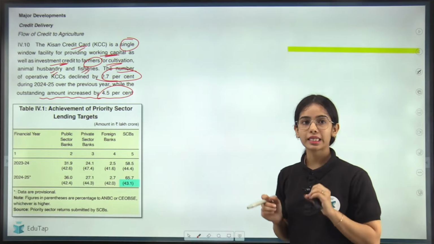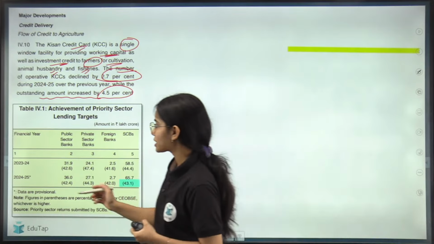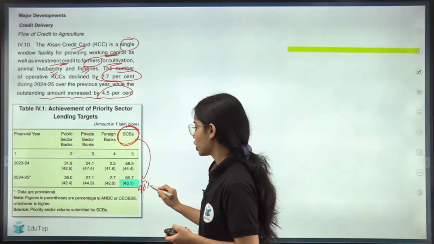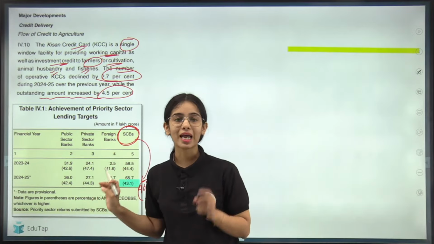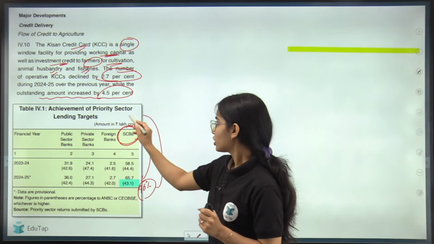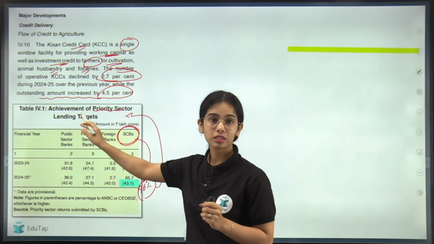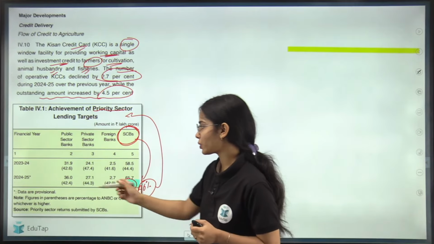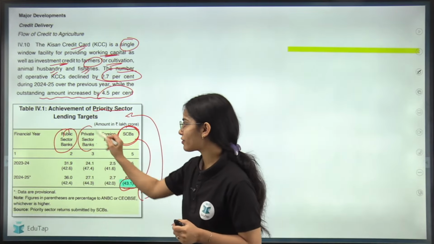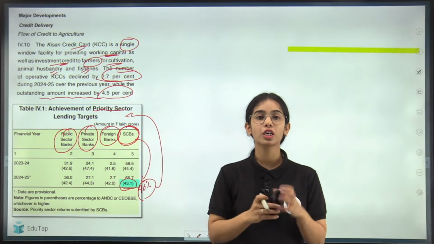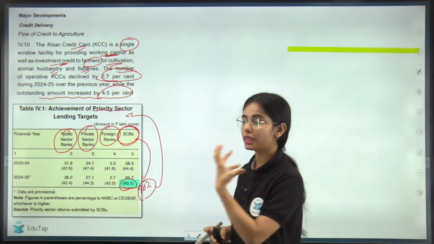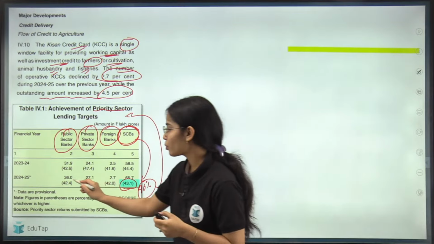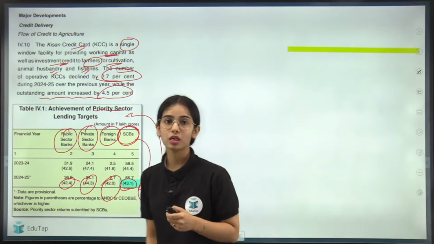Now coming to the priority sector lending targets. So the scheduled commercial banks have achieved more than 40%. The scheduled commercial banks have to provide 40% to the priority sector, and they have achieved more than that, 43.1%. Okay, here you can see that public sector banks, private sector banks, foreign banks, they all have to provide 40% of the adjusted net bank credit to the priority sectors, but they have achieved more than 40%. So they have achieved more than the target.